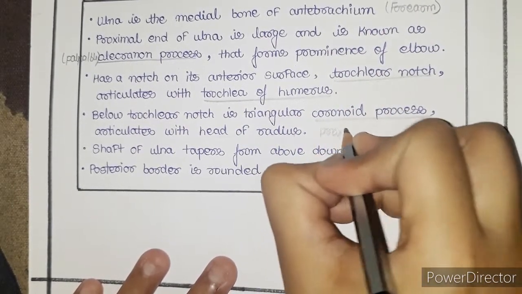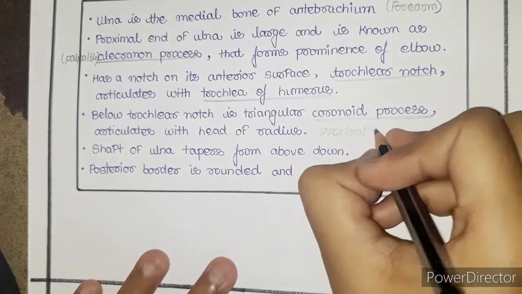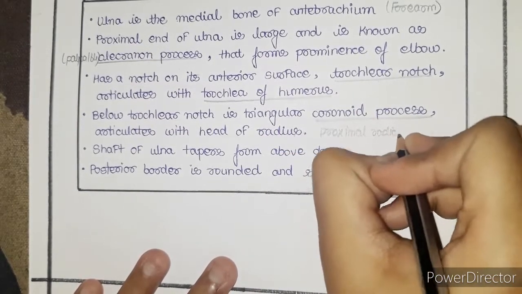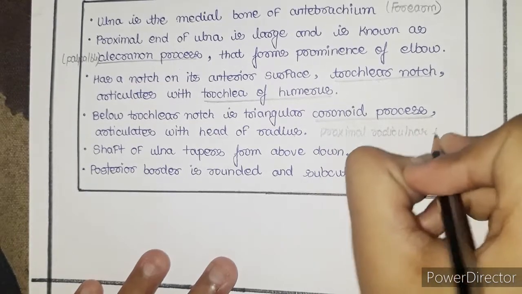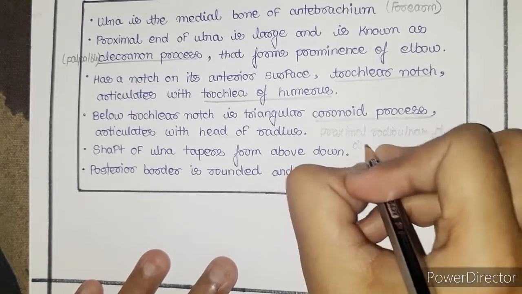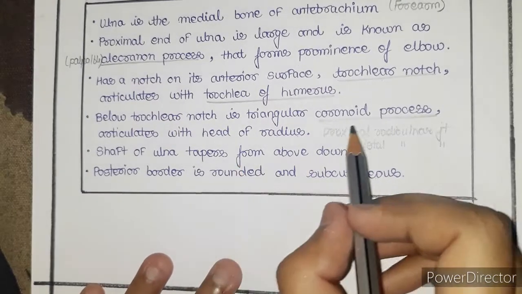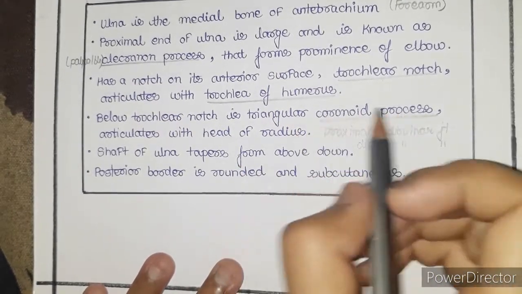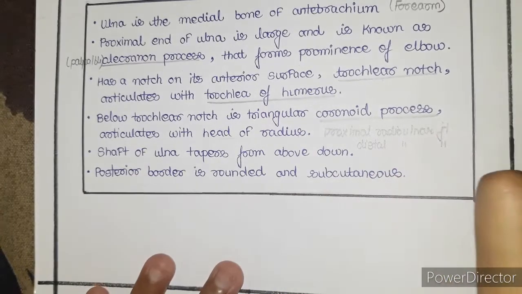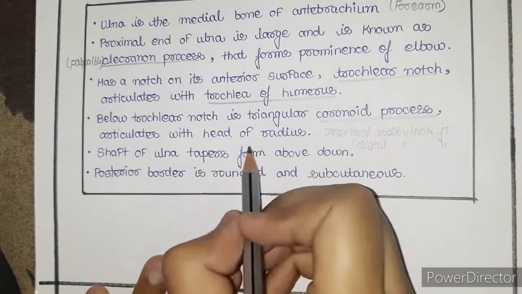अपर एंड पे वो फॉर्म करते हैं प्रॉक्सिमल रेडियो अल्नर जॉइंट, एंड लोअर एंड पे क्या फॉर्म करते हैं, डिस्टल रेडियो अल्नर जॉइंट. ओके, सो प्रॉक्सिमल एंड पे कौन किसके साथ अटैच होता है, कोरोनॉइड प्रोसेस ऑफ अल्ना विल गोइंग टू अटैच विद द हेड ऑफ ह्यूमरस.